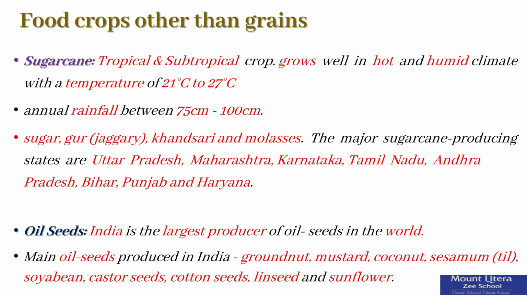Oilseeds. India is the largest producer of oilseeds in the world. Different oilseeds are grown covering approximately 12% of the total cropped area of the country. Main oilseeds produced in India are groundnut, mustard, coconut, sesame, soybean, castor seeds, cottonseeds, linseed and sunflower.